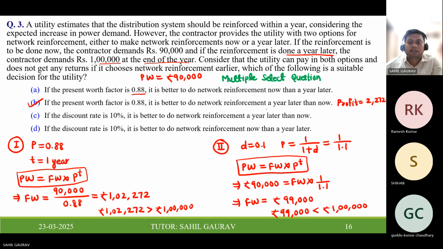Ramesh, did you get my point or no? If the discount rate is 0.1, then the future worth of 90,000 is 99,000. But the contractor is demanding 1 lakh after 1 year. So whether you want to give right now or 1 year later. No, I think you didn't get it. Earlier, your money was greater than what was demanded.